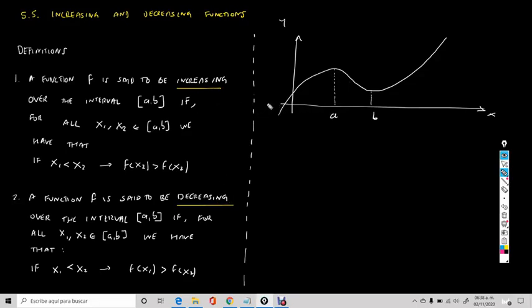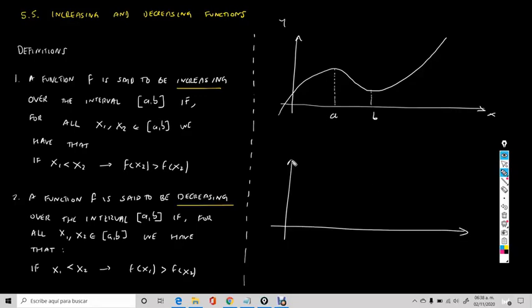We say that in the interval from minus infinity to A, the function is increasing, okay? And then from the interval from A to B, the function is decreasing, and from B to plus infinity, we have that the function is increasing one more time. And this kind of thing can change many times over.